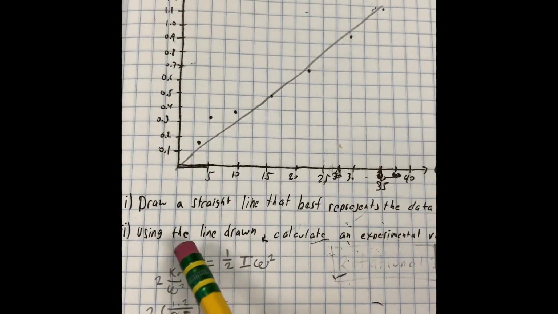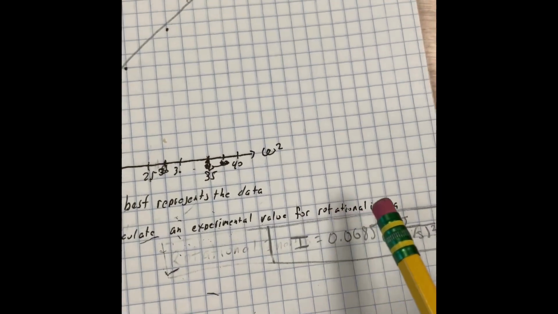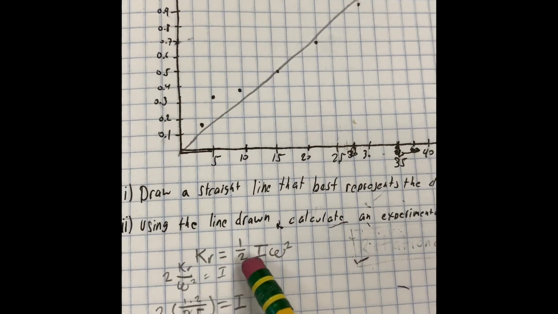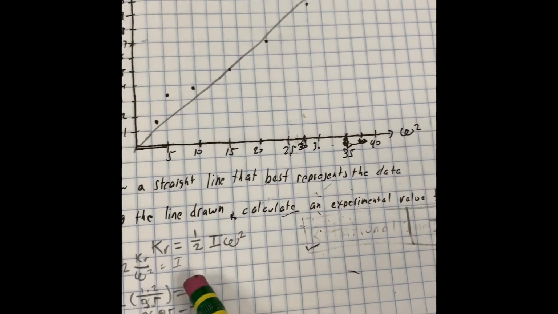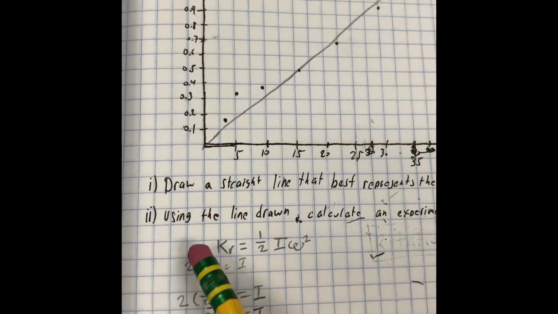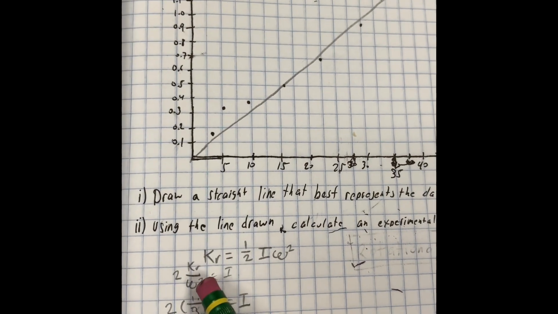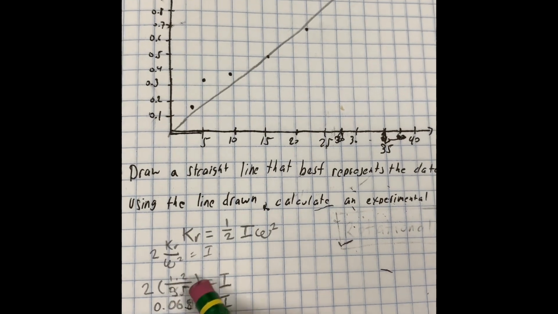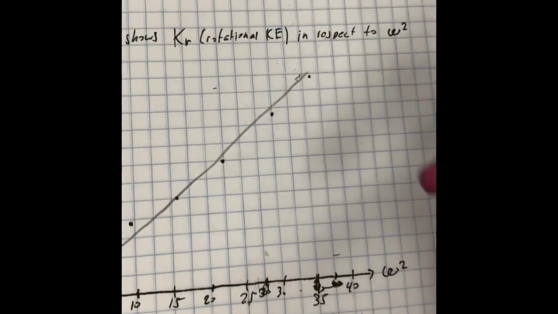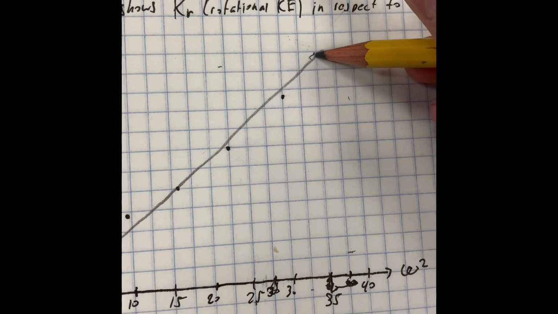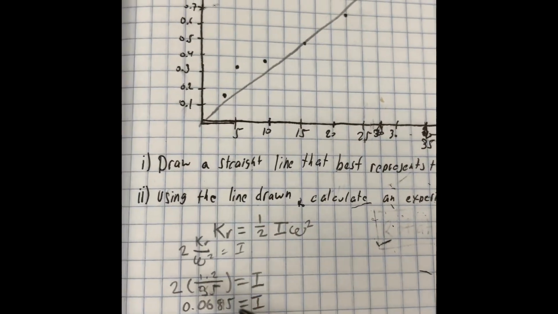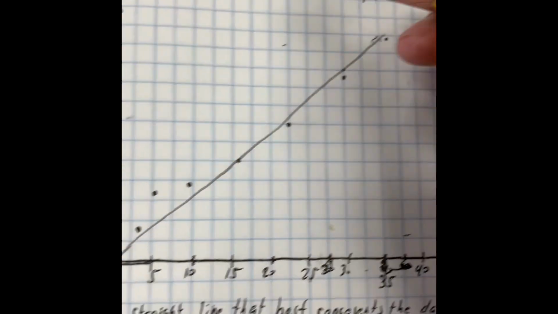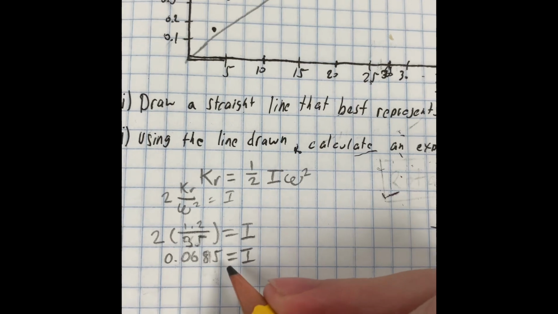And then part II asks, using the line drawn, calculate the experimental value for rotational inertia. It gives us in the cheat sheet that K of R is equal to 1/2 rotational inertia times omega squared. So 2 times rotational kinetic energy divided by omega squared is going to be equal to I. So 2 times 1.2 divided by 35. I just use this point around here. They don't really care if it's not exact, but if you want to be safer, you could take it exactly where 130. So I get 0.0685 is equal to I.